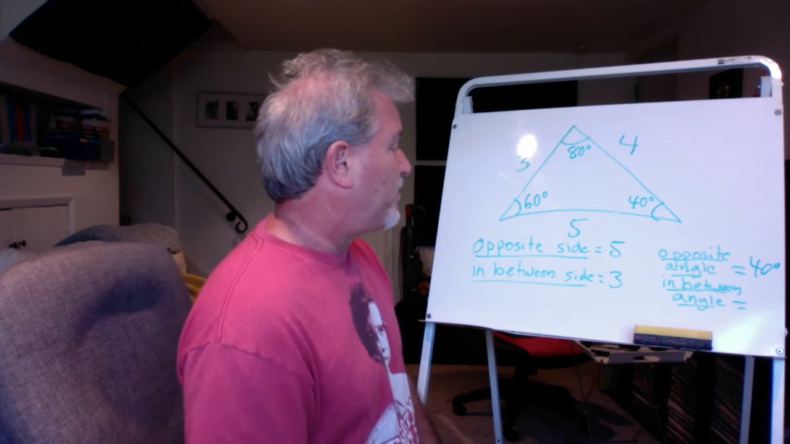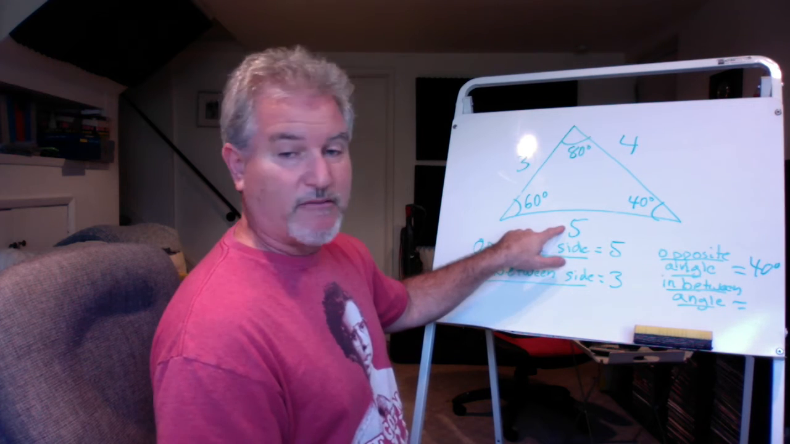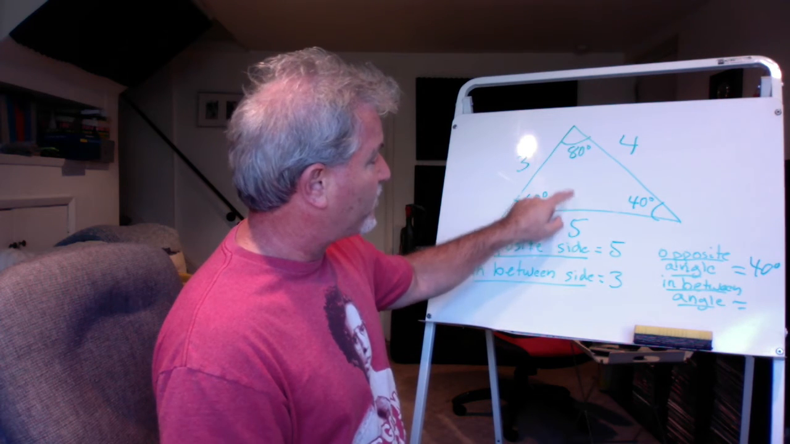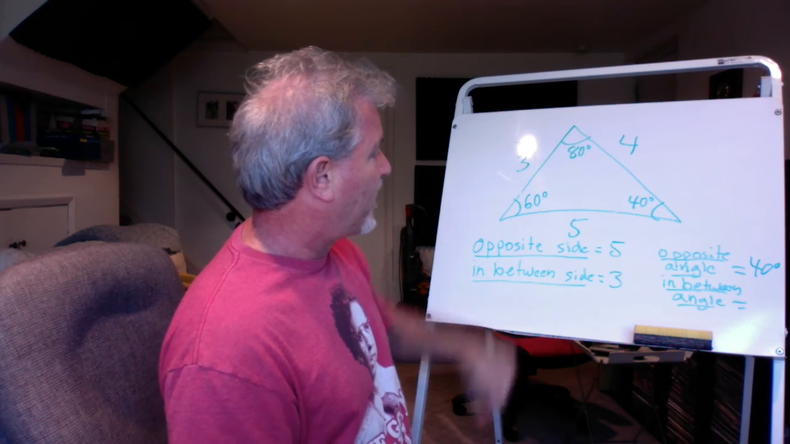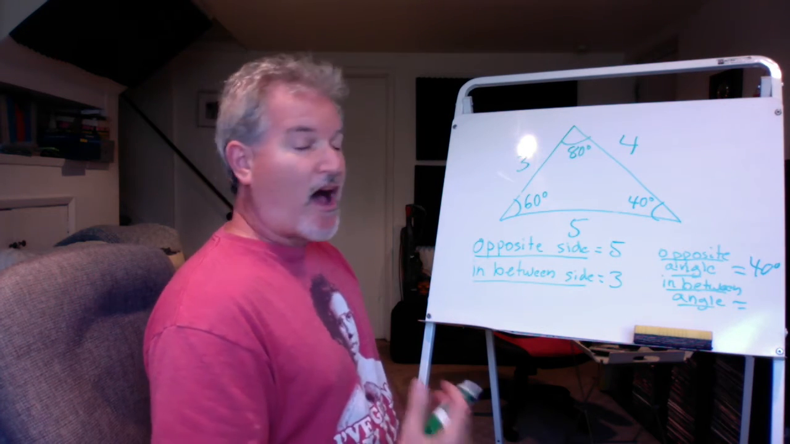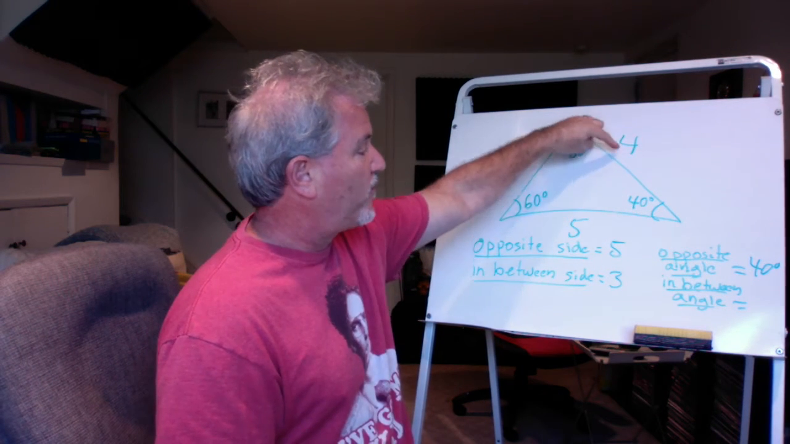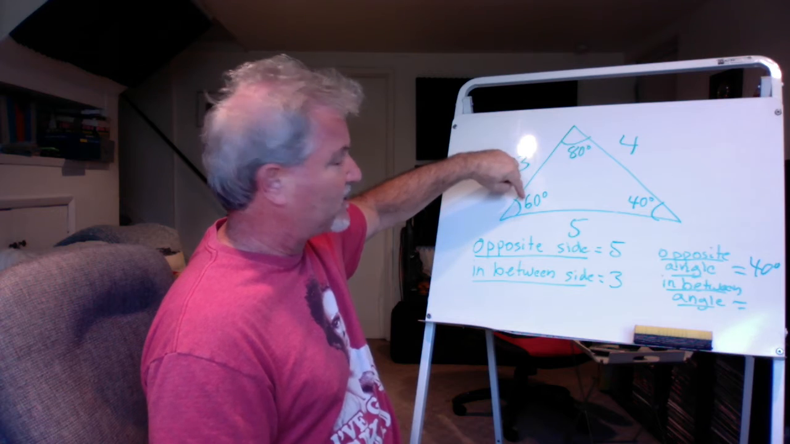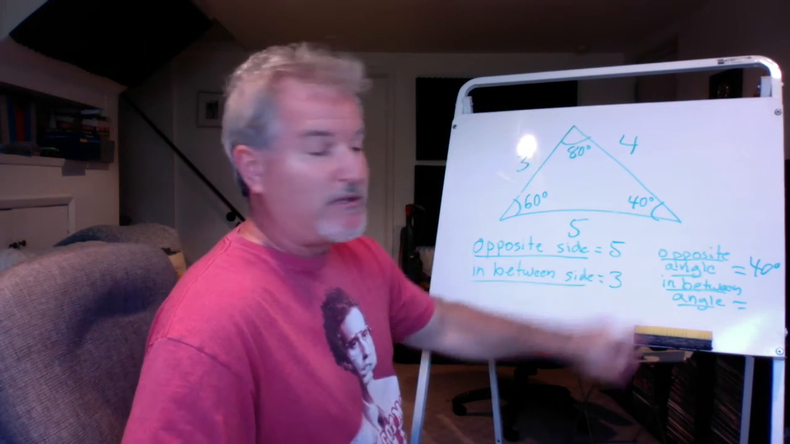Okay, if I said, what is the opposite angle to side length 5, you would see the 5, you would go to the opposite. Up here is 80 degrees. And then likewise, if I said, what is the opposite angle to side length 4, here's 4, you'd do the opposite, that would be 60 degrees. And then the last thing is the in-between angle.